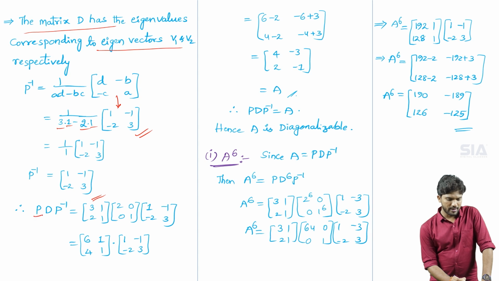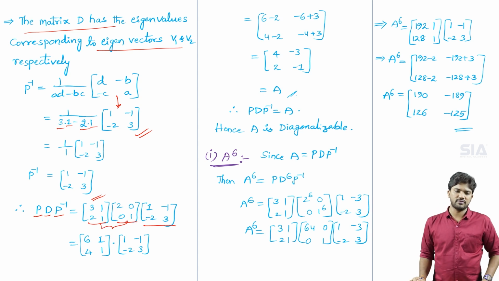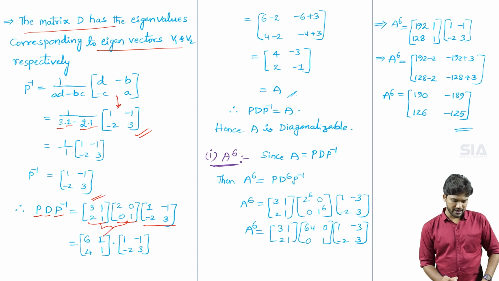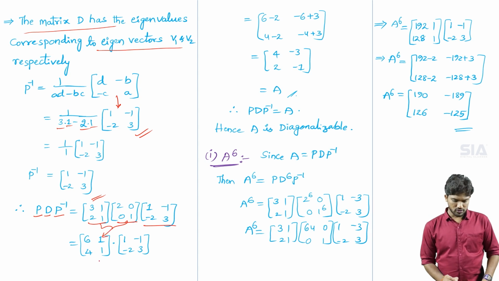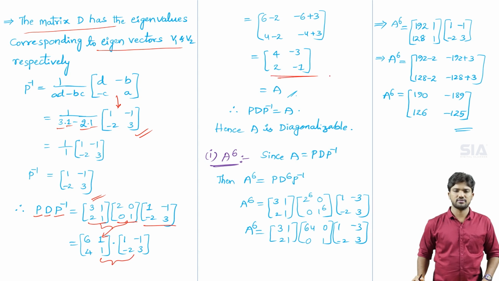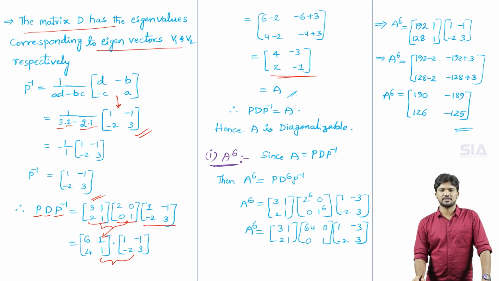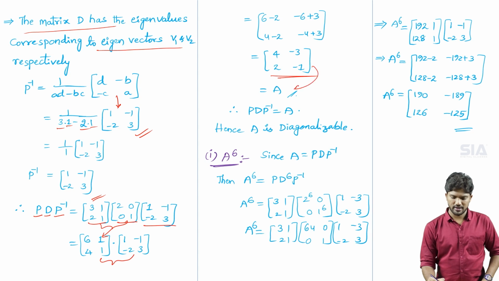Now we have capital P, capital D, and capital P inverse. Substitute the corresponding values and first do the multiplication of P into D. The resultant matrix is [6, 1; 4, 1]. Next, multiply these two matrices, and you will get the resultant matrix [4, 2; minus 3, minus 1]. What is this? Capital A only.